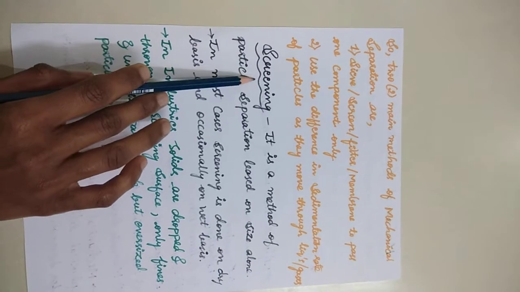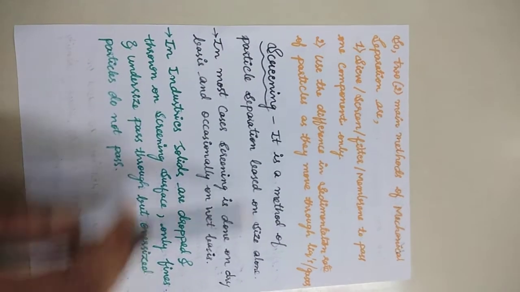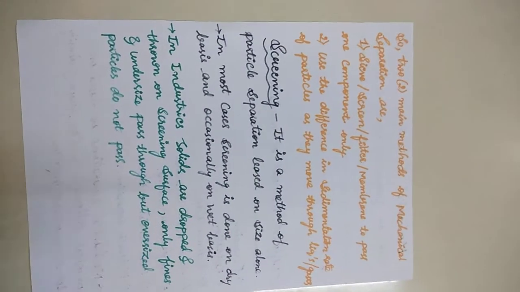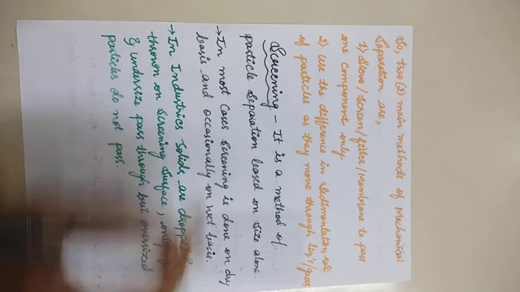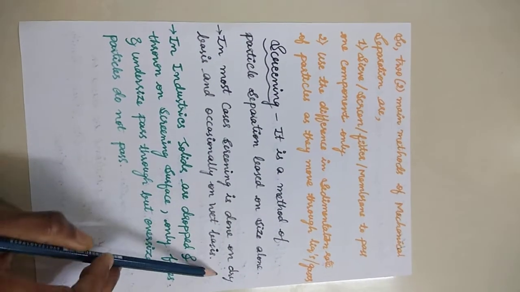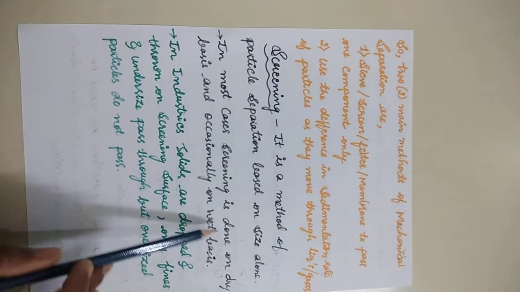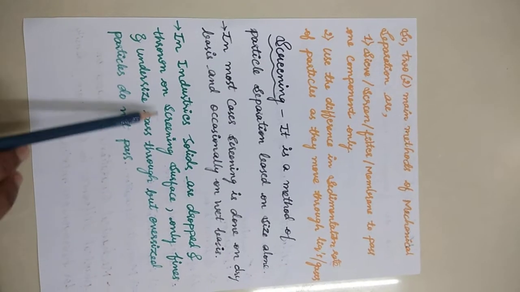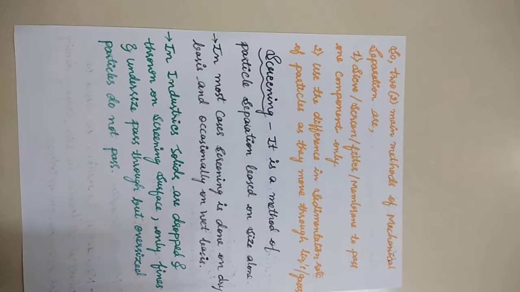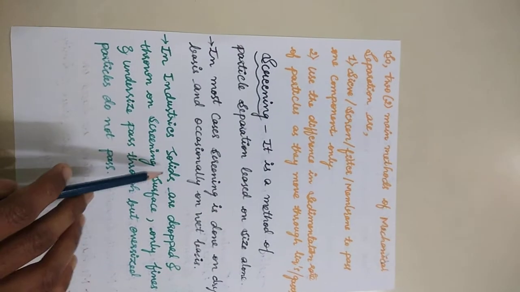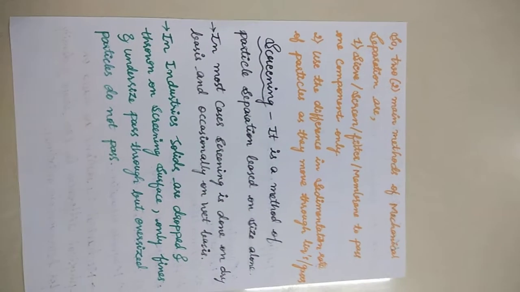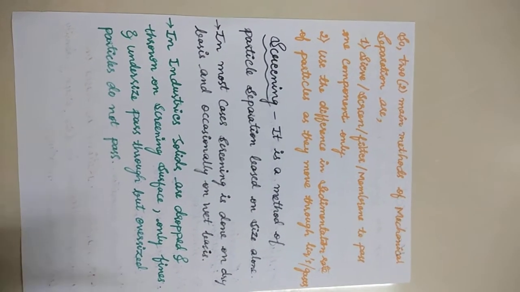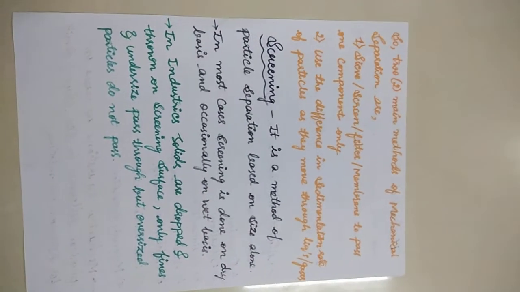Next is screening, the main thing which we wanted to discuss today. It is a method of particle separation based on size alone. Based only on particle size they are separated. That is called screening. In most cases, screening is done on a dry basis, but occasionally we can do it on a wet basis also. In industries, solids are dropped and thrown on a screening surface. We drop the solids on it, and only fine or undersized particles pass through the mesh, but oversized particles will not pass through.